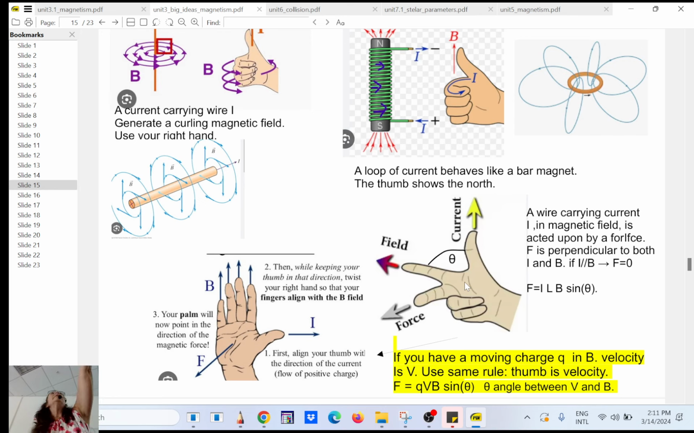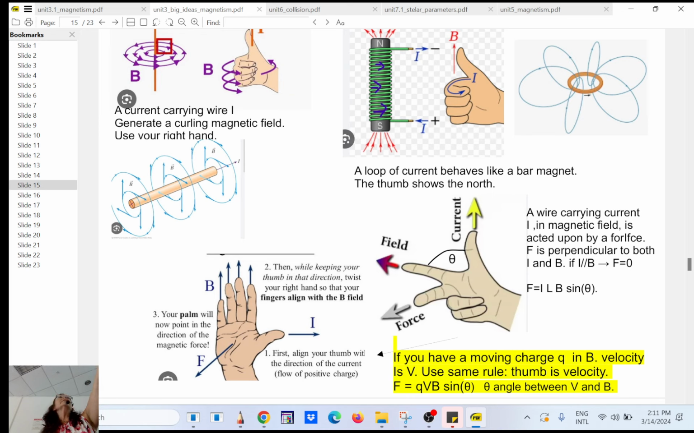But if you use this one, again, you say IBF. So if this is the current, if this is the magnetic field, that will be the deflecting force. The force is perpendicular to both the current and the magnetic field. Is that clear? Now, the magnitude of the force will be the current flowing through the wire, the length of the wire inside your magnetic field, times the magnetic field, times the sine of the angle between I and B. So what's going to happen if the angle equals 0?